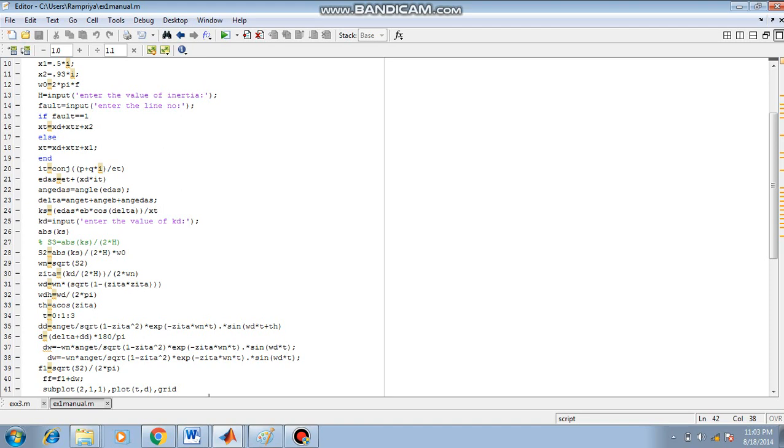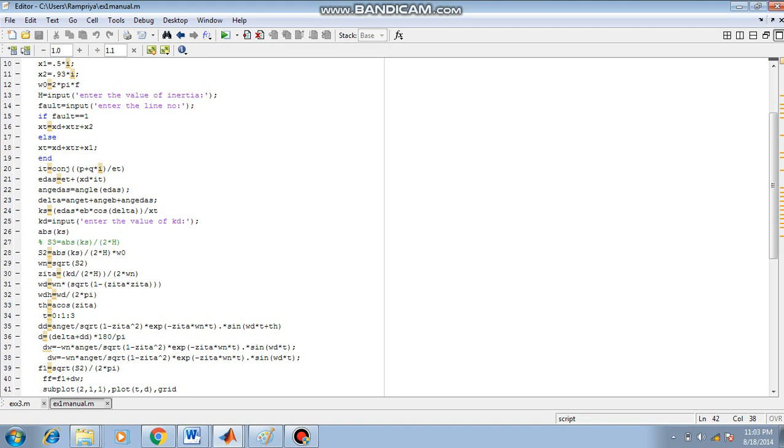From this you can calculate the current. Current I is the conjugate of P plus, and all the formulas I have already given in the Word document. From this you find IT. Then E dash is the terminal voltage ET plus XT into IT. Then find the angle of E dash. Then delta is this angle T plus angle B plus the angle of E dash. From this you can find the value of Ks. Ks is E dash into EB into cos del divided by XT.